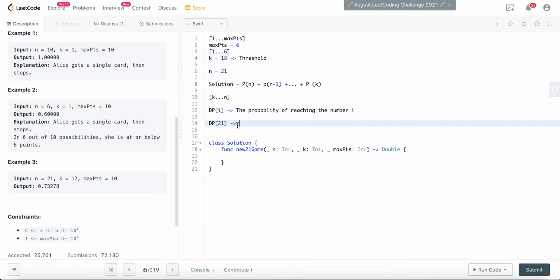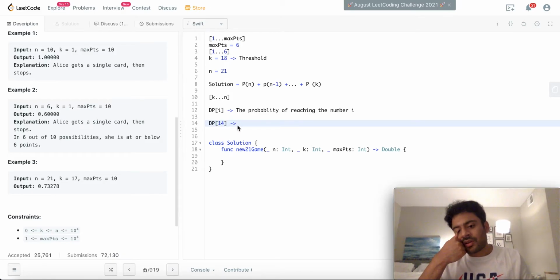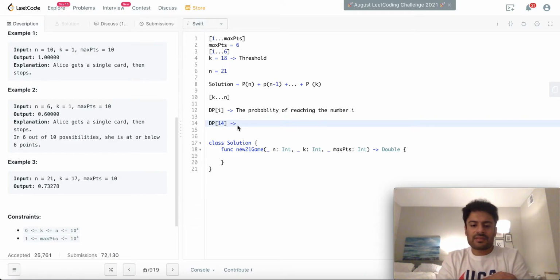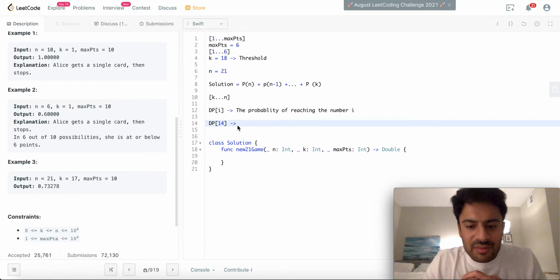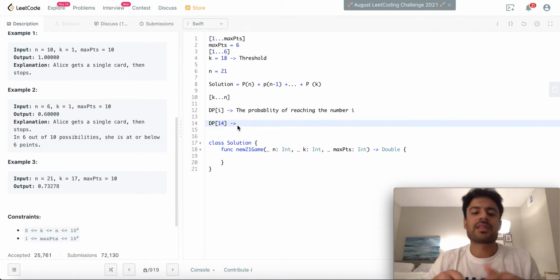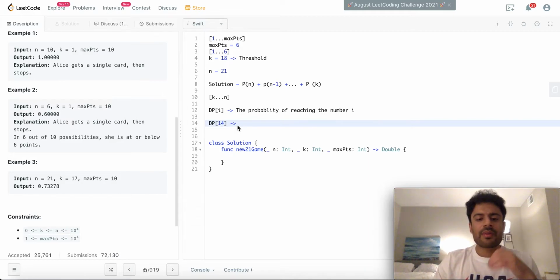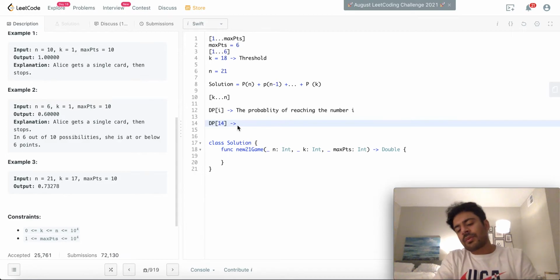Actually, let's start with something simpler. In general, let's start with something simpler. What is the probability of reaching 14, say? Let me not confuse you by putting in too many elements here. Just think of this objectively. What is the probability of reaching 14 anywhere, anytime during the game? What is the probability of reaching 14?